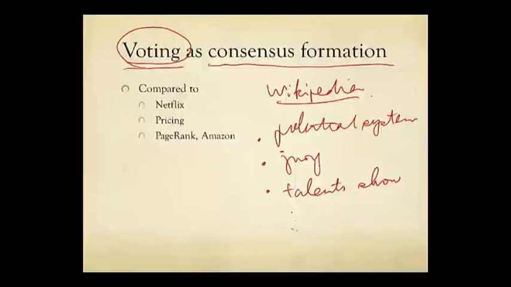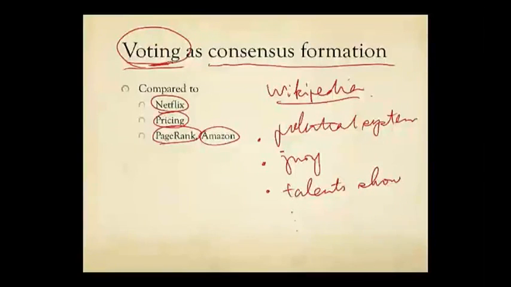Now, compared to some of the other consensus formation we have already seen, voting is different. It is different from presenting a rank order list for each person to individually evaluate, as in Netflix situation. It is different from using pricing as a way to coordinate people's actions. For example, ad-based auction by Google or congestion control in the internet that we'll see later. It is also different from ranking objects. For example, ranking web pages through PageRank in Google, or ranking products based on aggregation of rating on Amazon.